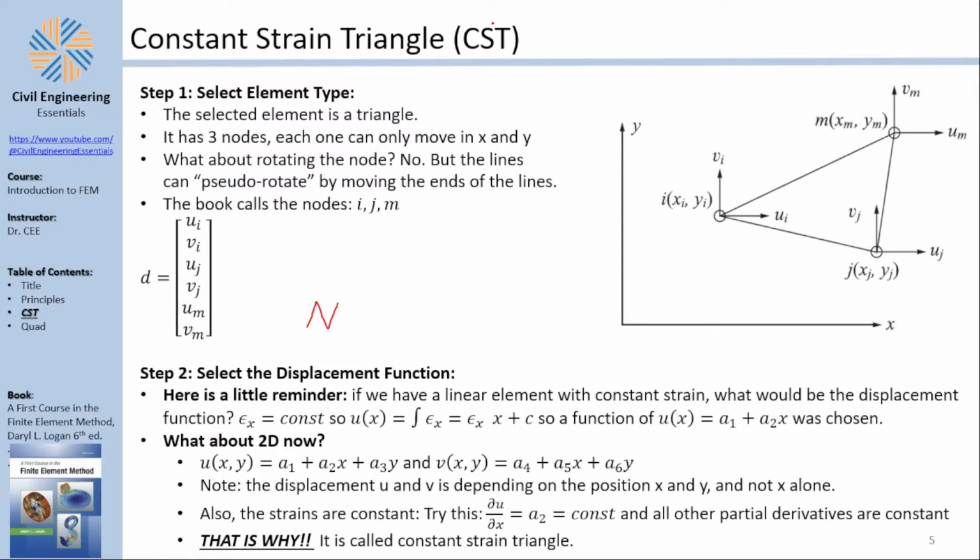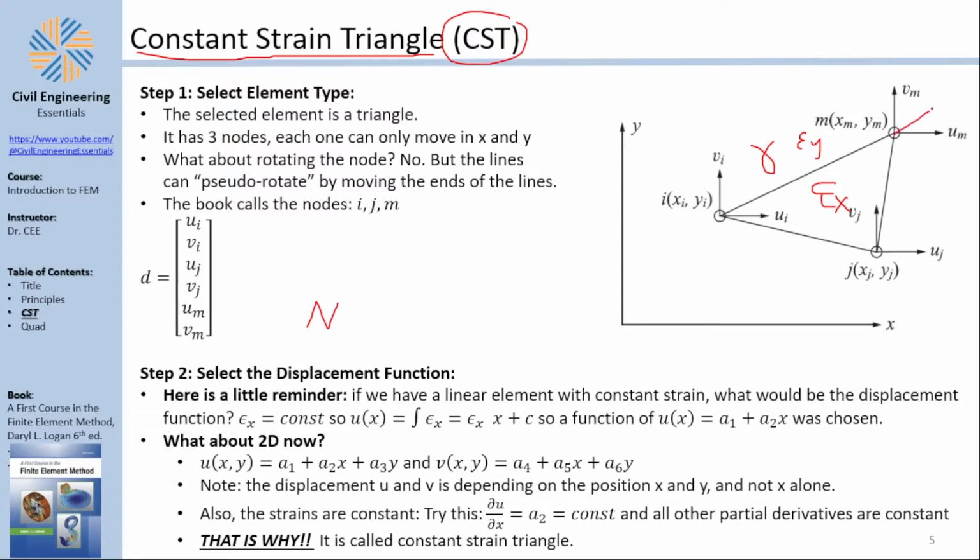It's called CST and it stands for constant strain triangle. What does a constant strain triangle mean? It means that epsilon x for the entire triangle is a number, a constant. Epsilon y for the entire triangle is a number, and gamma for the entire triangle is a number. This is an approximation. It's an approximation because it doesn't take into account the positioning of the force.